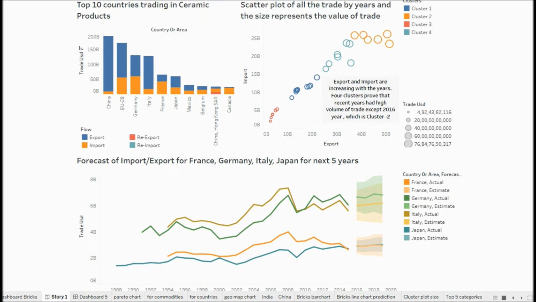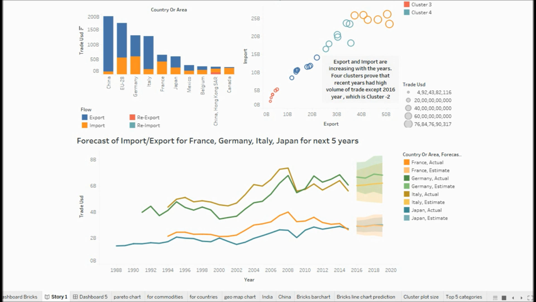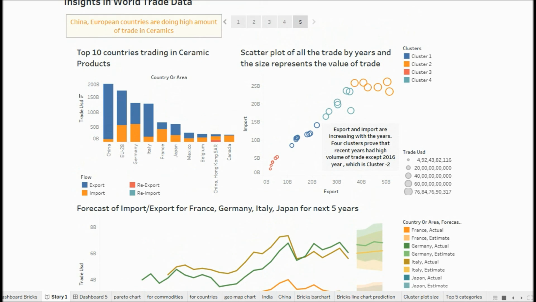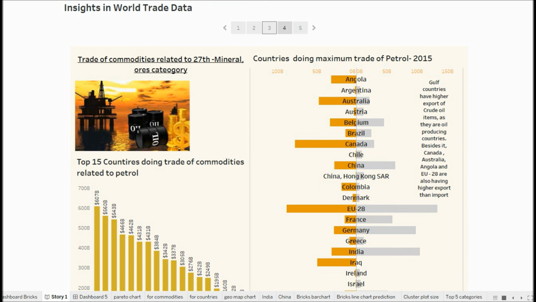This one. The last chart is showing the forecast for four countries: France, Germany, Italy and Japan for the next 5 years. This is a line chart in which year is on the x-axis and trade in US dollars is on the y-axis. So here we have found out that Germany's trade will remain constant for the next 5 years, and for Italy it will increase slightly, and for Japan and France it will remain almost the same for the next 5 years. So this shows that most of the countries will have a similar amount of trade for the next 5 years. So these are the insights that we have found out from our world trade data.